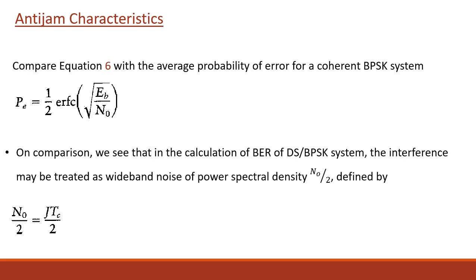Next we compare equation number 6 with the average probability of error for a coherent BPSK system, which was derived in module 5. We know that the expression for average probability of error for a coherent BPSK system is P equals 1 by 2 ERFC of root of EB by N naught. If we compare this with the BER of the DS BPSK system which we calculated in the previous slide, the interference can be treated as wideband noise of power spectral density N naught by 2, and we can write N naught by 2 equals JTC by 2.